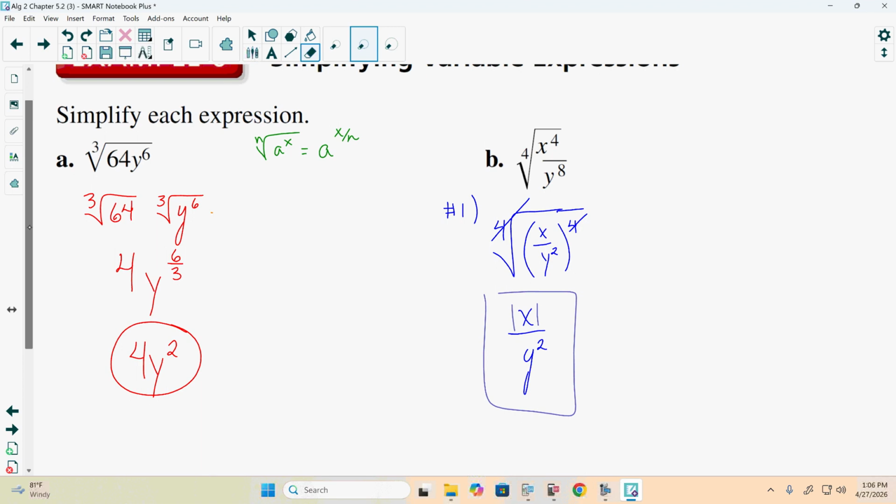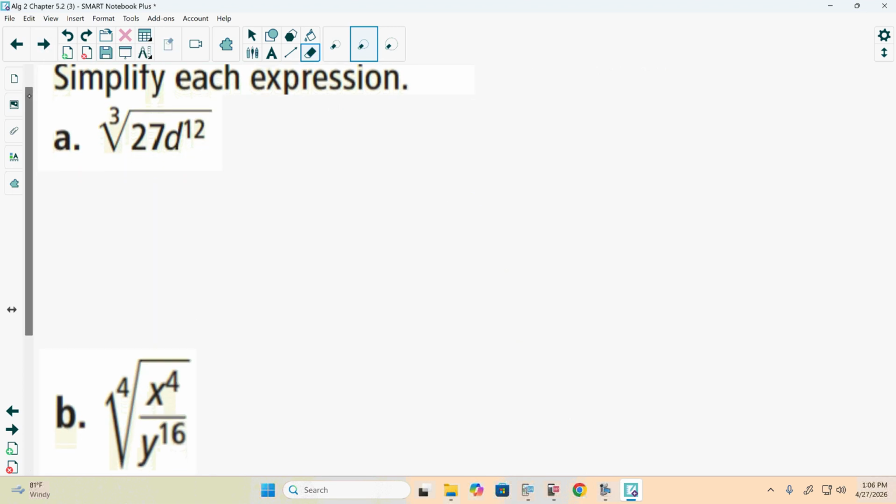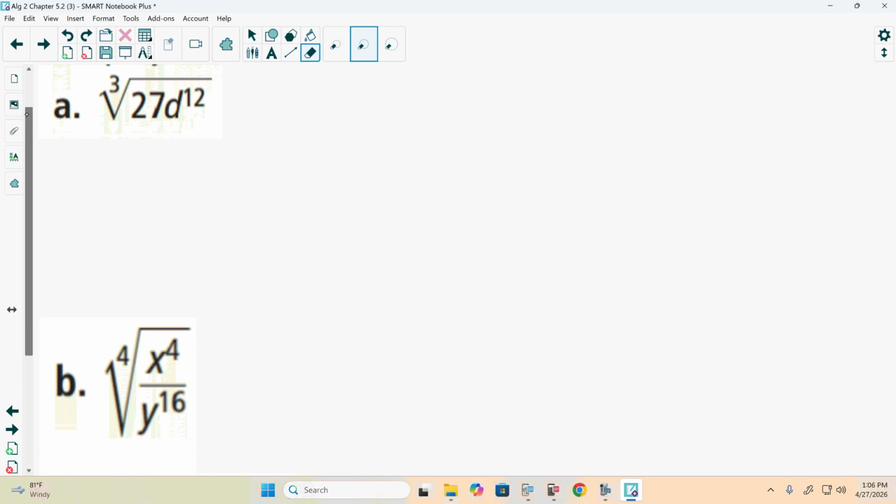Questions on this here? And if you did forget to put the absolute values around it, that is perfectly fine.